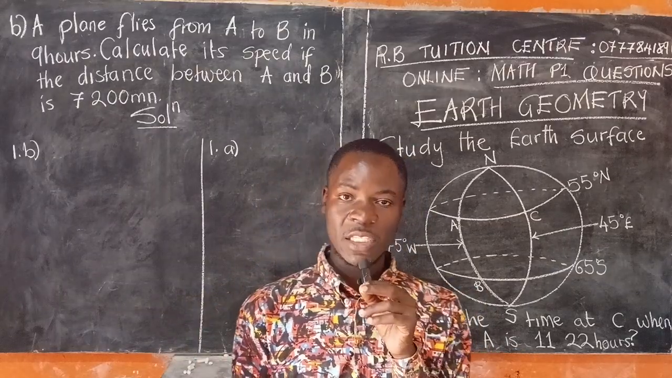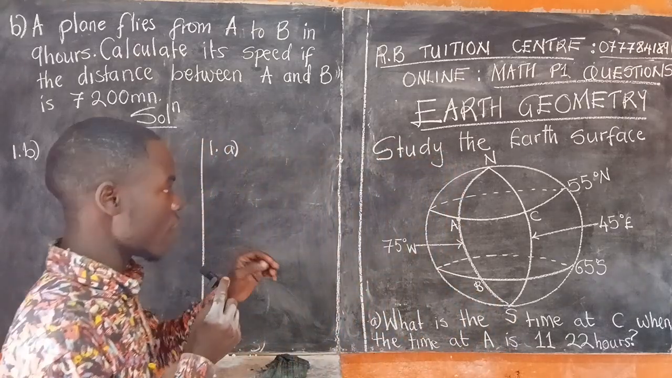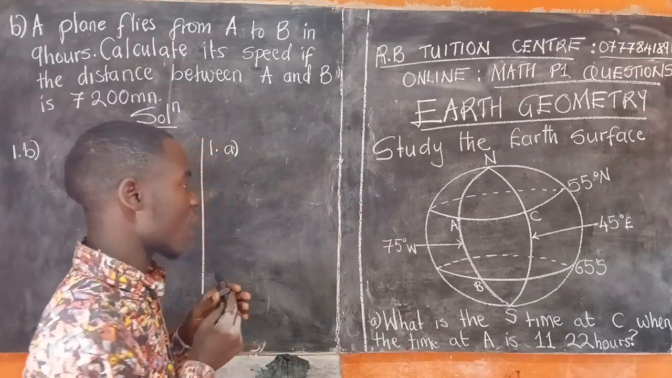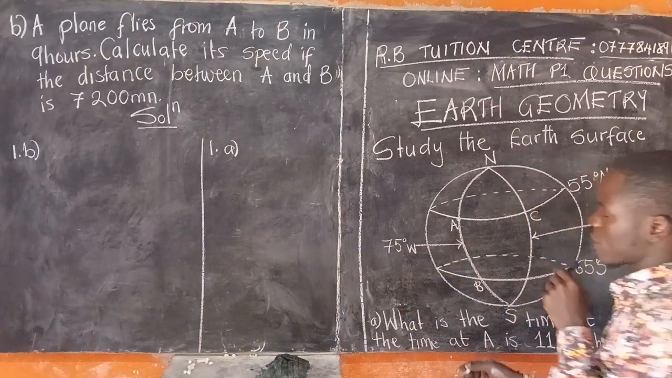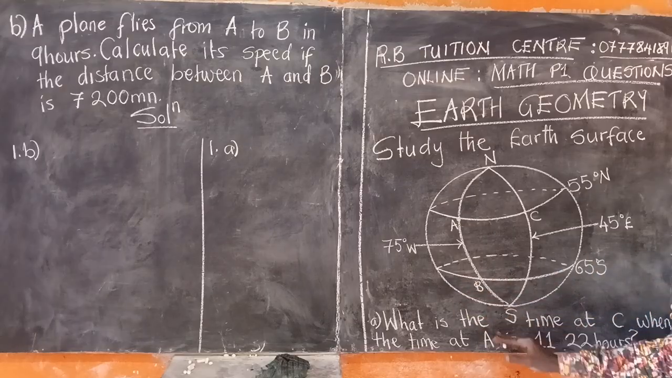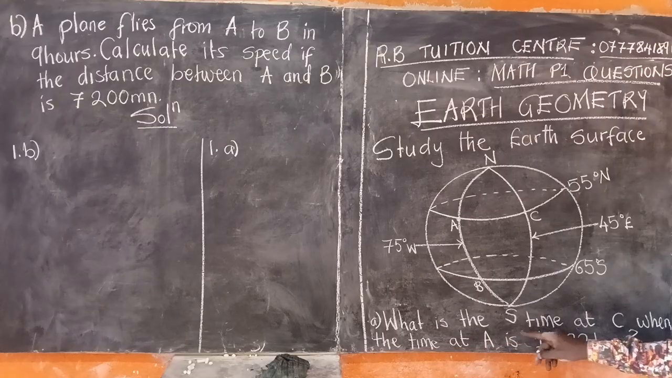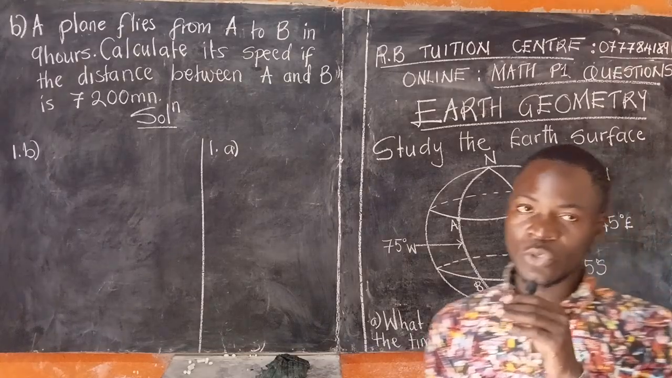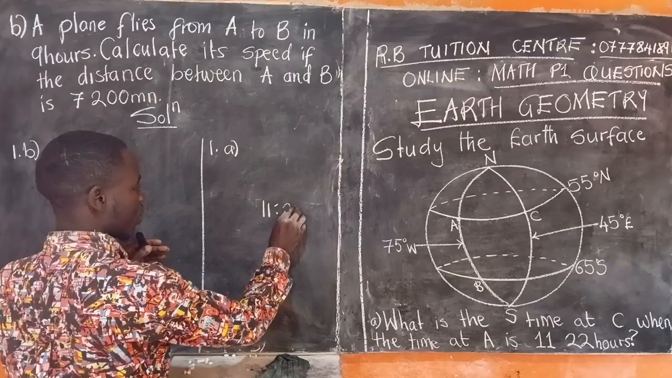So this question is the one that is coming as 3 marks in paper 1. With the given question, they're saying study the earth surface below. This earth has the compass of north, south, east, west. Following up the question, they're saying what is the time at C when the time at A is 11:22 hours?